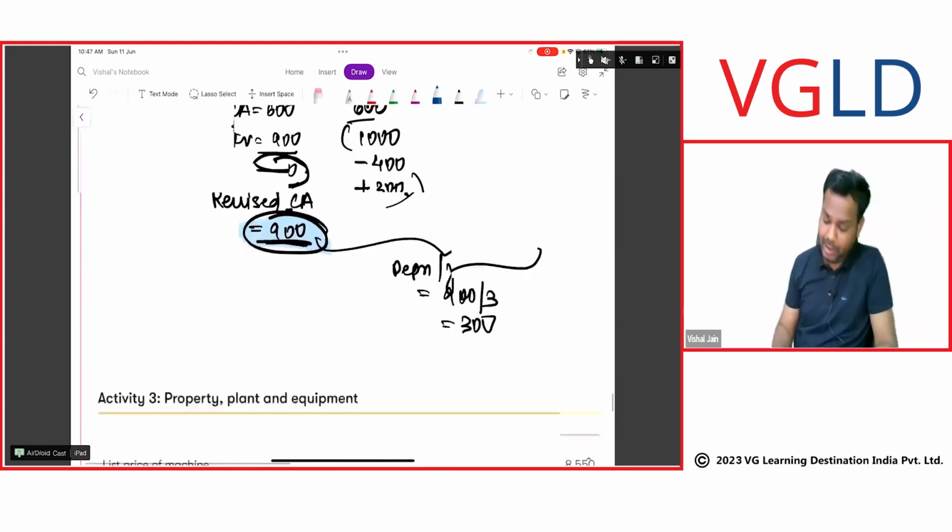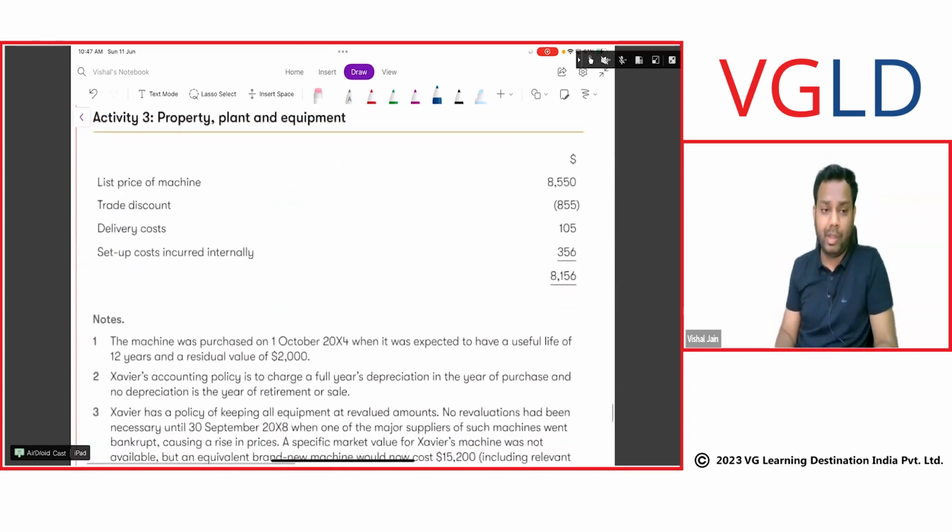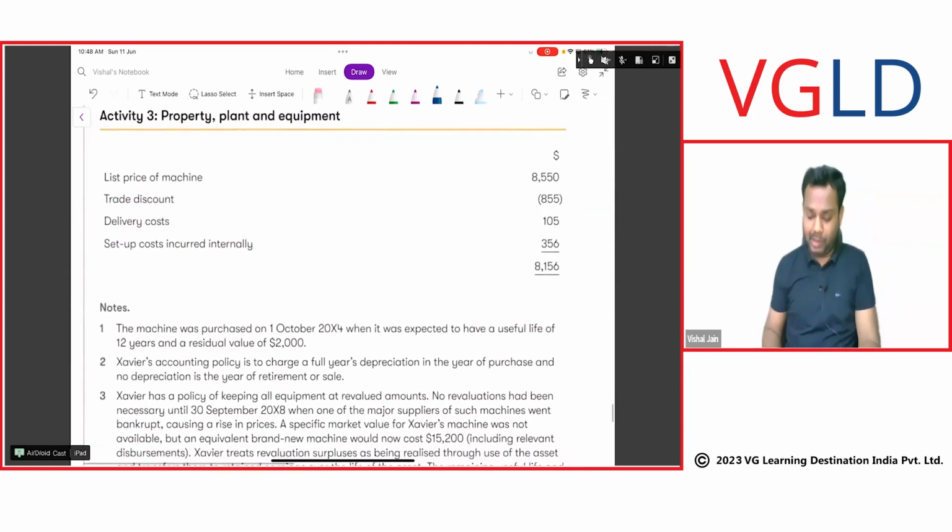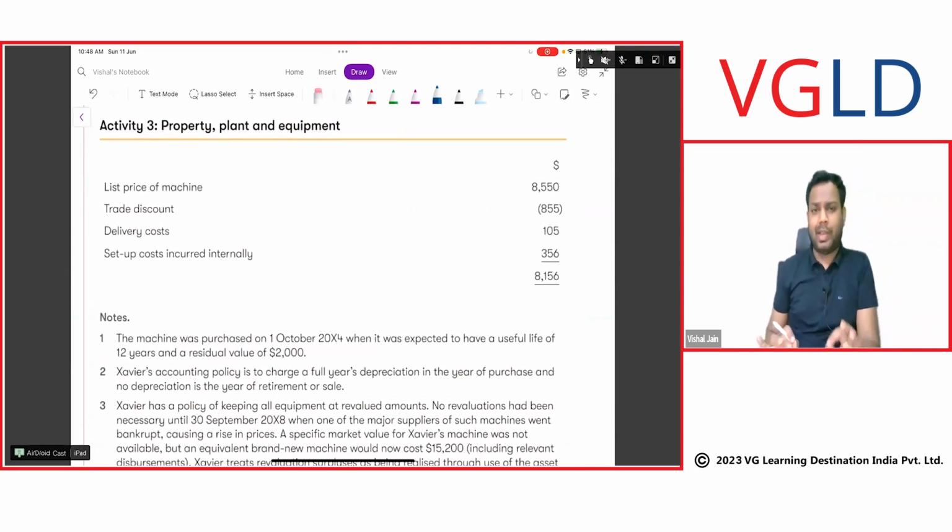Now, let's solve this question. This question will have everything we discussed so far. So let's solve this question and try to understand it. Now, activity 3, this question is taken from your BPP material. Whatever question I discuss, I will paste the questions in the notebook here so that you will not face any challenges.